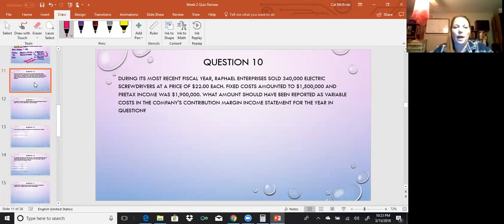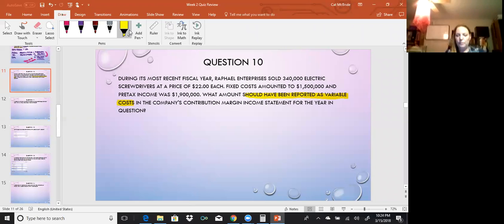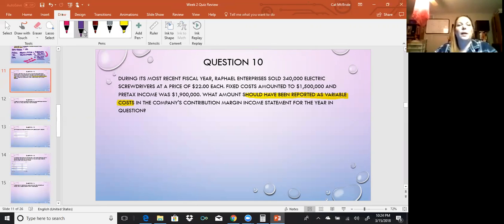So we want to figure out what amount should have been reported as variable cost. What do I know about variable cost? I know that my sales minus my variable costs minus my fixed costs equals my net income. Does that make sense? Basically this is sales minus all of my costs, so it equals my net income. Here we're referring to it as pre-tax income. That's fine. Same thing.